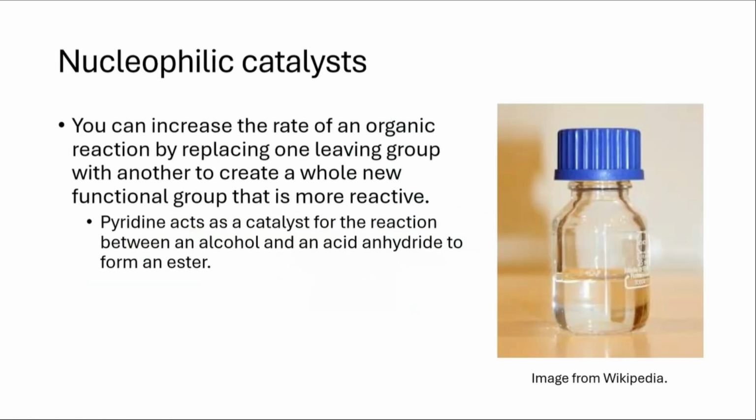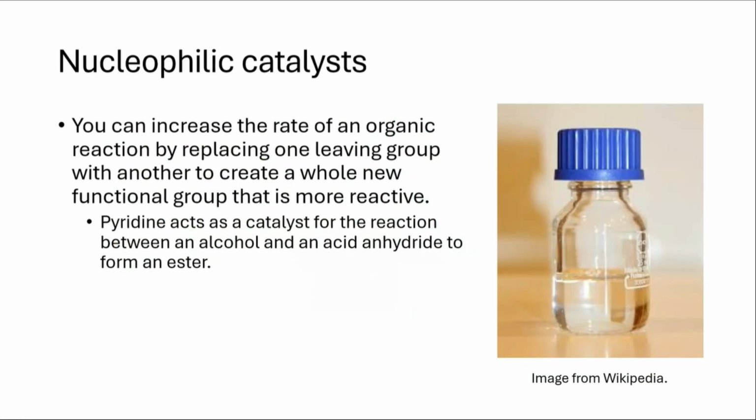So, I want to go over next our nucleophilic catalyst. It increases the rate of an organic reaction by replacing a leaving group with another to create a new functional group that's more reactive. So we can use something like pyridine as a catalyst. So pyridine is a heterocyclic compound. Think of it as basically like, quote unquote, benzene, but there's a nitrogen, and that nitrogen has a lone pair. It's known as a heterocyclic compound also.